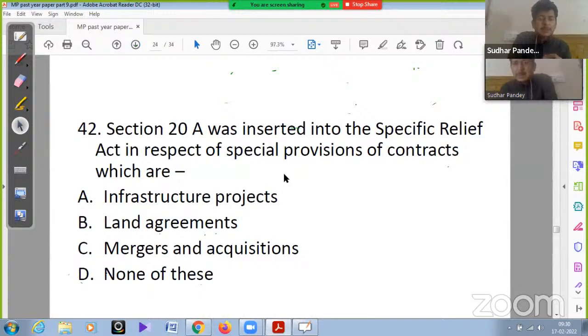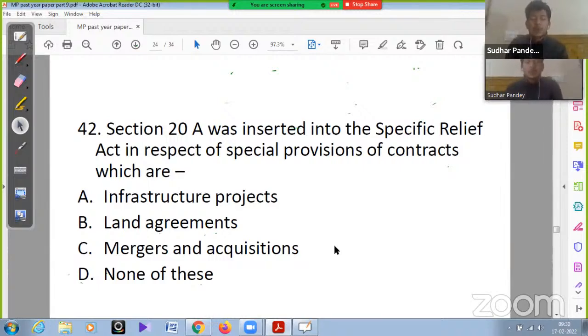Question number 42. Section 20A was inserted into Specific Relief Act in respect of special provision of contracts which are: A, infrastructure project, B, land agreement, C, mergers and acquisitions, D, none of these.